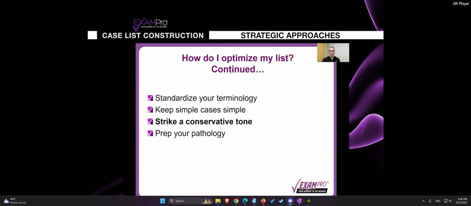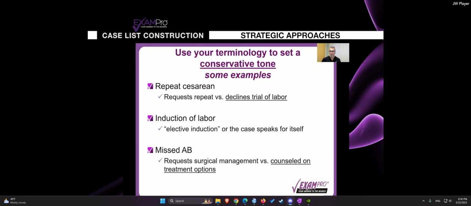So let's go to the next important point. Strike a conservative tone. What am I talking about here? Well, I'm talking about the fact that when I look at your OB list, if every patient who was a candidate for a trial of labor, this would be a patient who had, say, 1 or maybe 2 cesarean sections in the past, and she doesn't have any history of uterine rupture or any other complicating factors that would preclude her having a trial of labor.